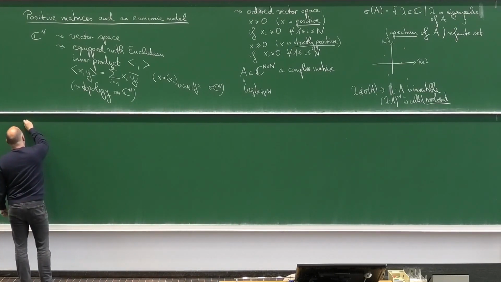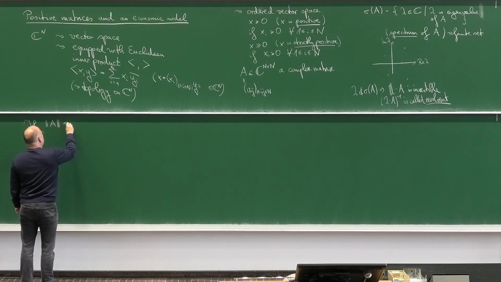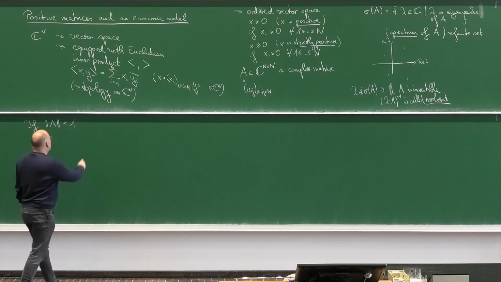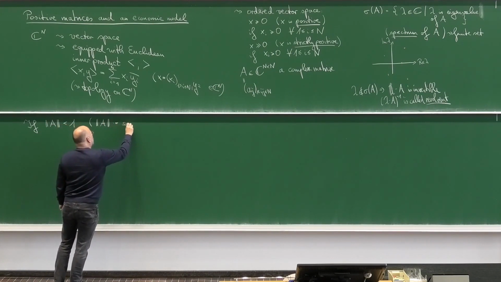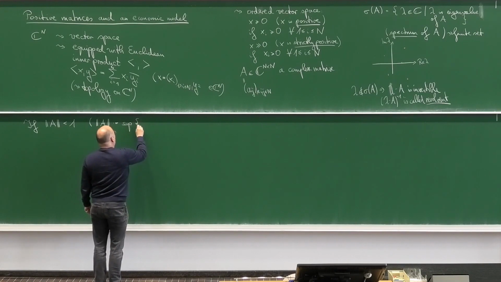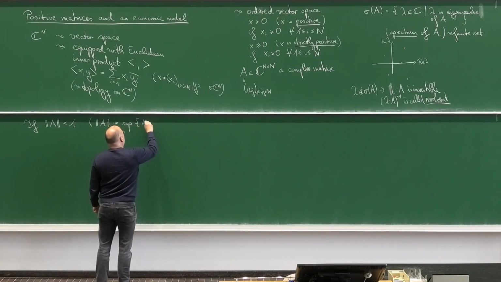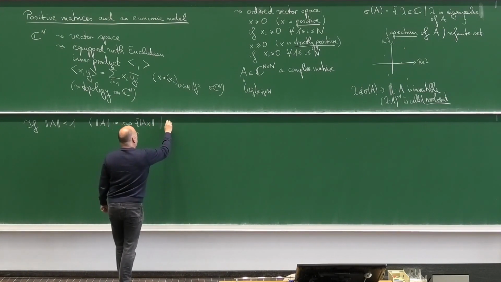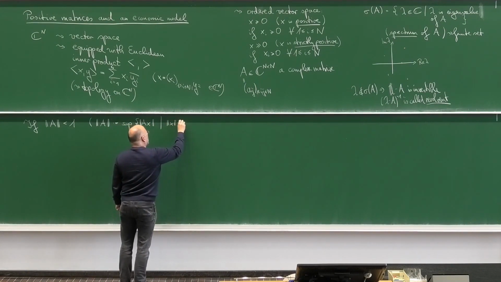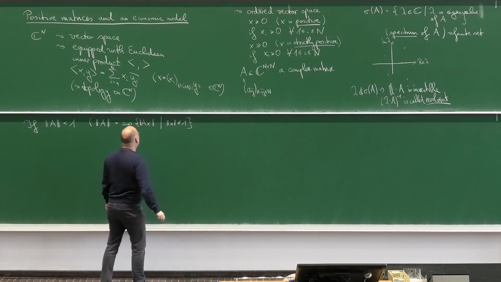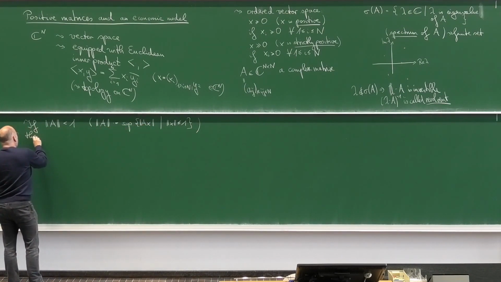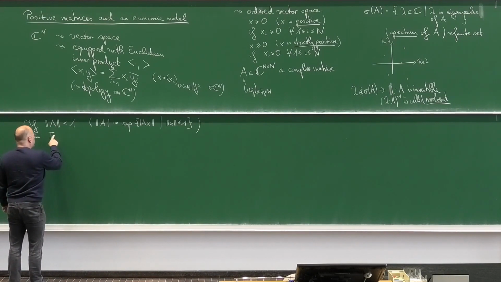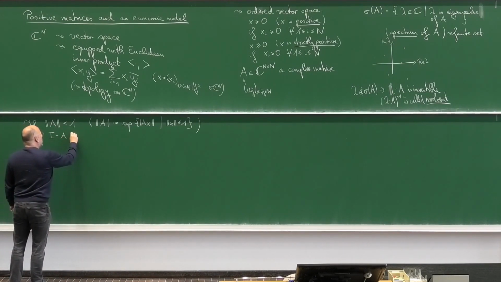So if the norm of this matrix is less than 1, and here the norm is the supremum of all norms of AX, where X has norm 1 or less than 1, then the identity matrix minus A is invertible.